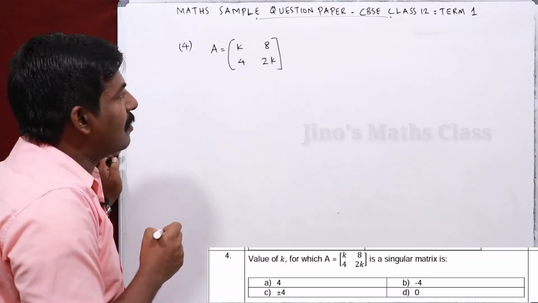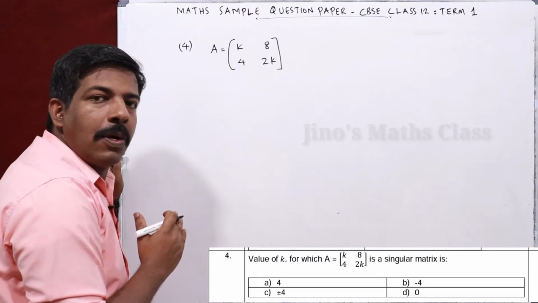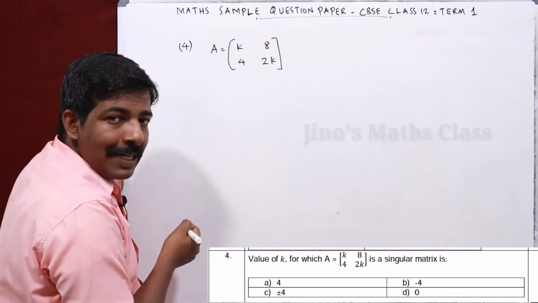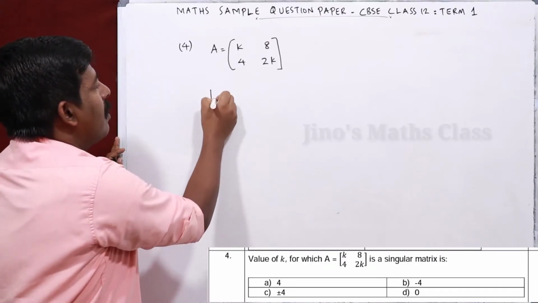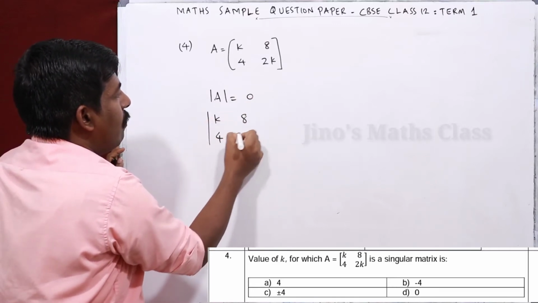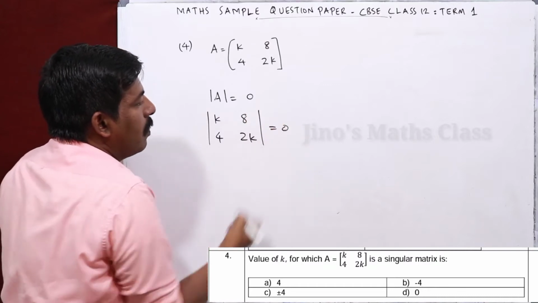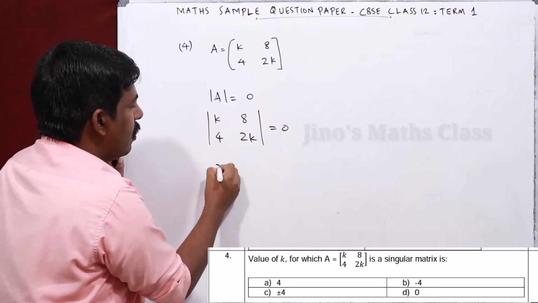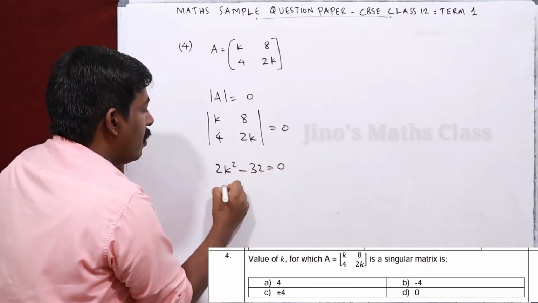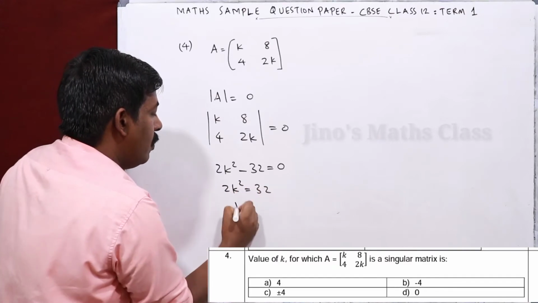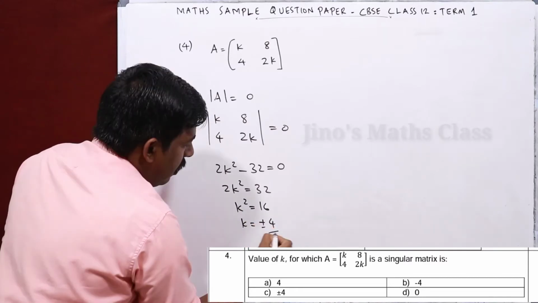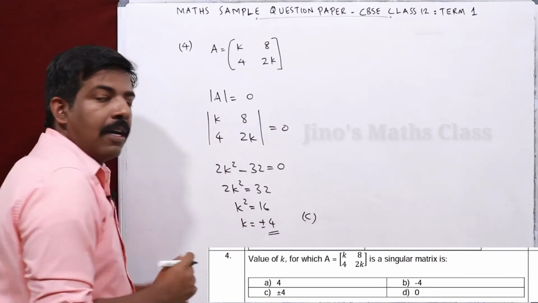Fourth question. Here it is given matrix A is a singular matrix and matrix A is also given, and we know for a singular matrix the determinant of A is 0. So that's why here we can write determinant A is equal to 0, or determinant of K 8 4 2k is equal to 0. Now just simplify: k into 2k is 2k square, minus 4 into 8 is 32, that equals 0. So 2k square is equal to 32, k square is equal to 16, or k is equal to plus or minus 4. Therefore, option C is the correct answer.